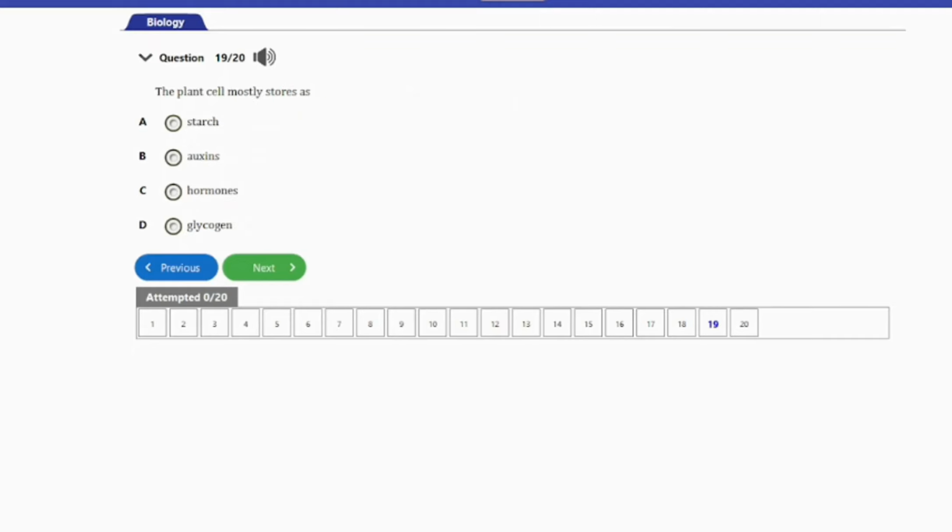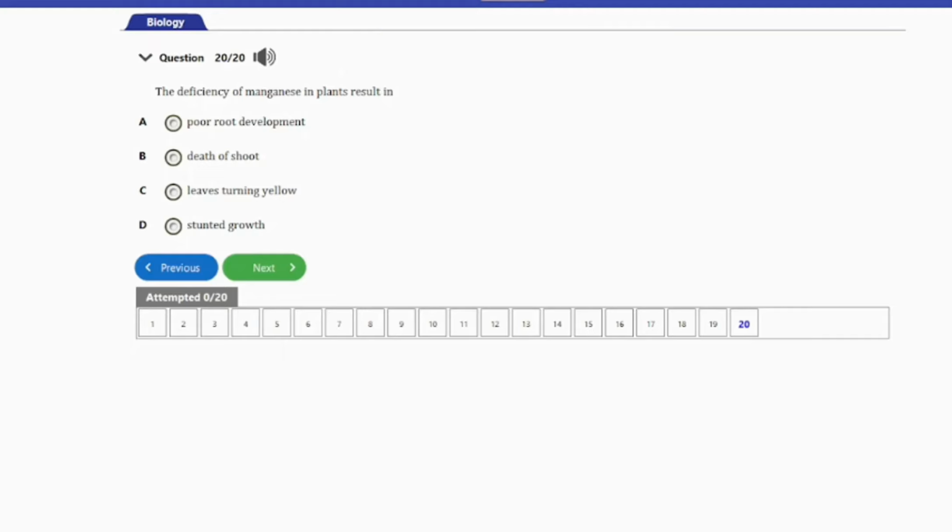That's question number 19 here. It says, the plant cell mostly stores food as A. Starch, B. Auxins, C. Hormones, D. Glycogen. So guys, the plant cells actually store food as starch, and that's option A here. So let's go ahead and consider the next question, guys. That's the last one for today.